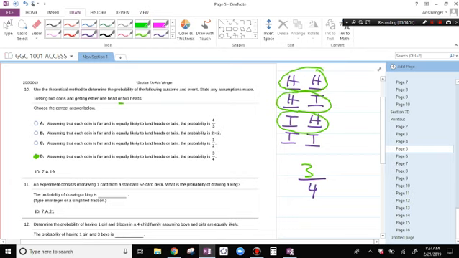An experiment consisting of drawing 1 card from a standard 52 card deck. What's the probability of drawing a king? Well, there are 52 cards. There are 4 kings. That just reduces to 1 out of 13.